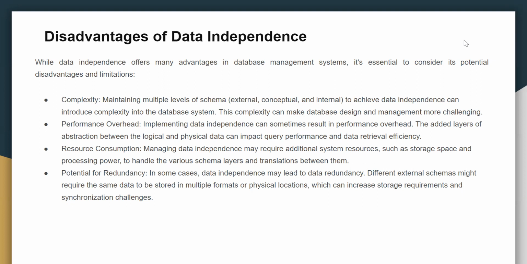Next is performance overhead. Implementing data independence can sometimes result in performance overhead, and the added layers of abstraction between the logical and physical data can impact query performance and data retrieval efficiency. Then there is resource consumption: managing data independence may require additional system resources, such as storage space and processing power, to handle the various schema layers and the translations between them.